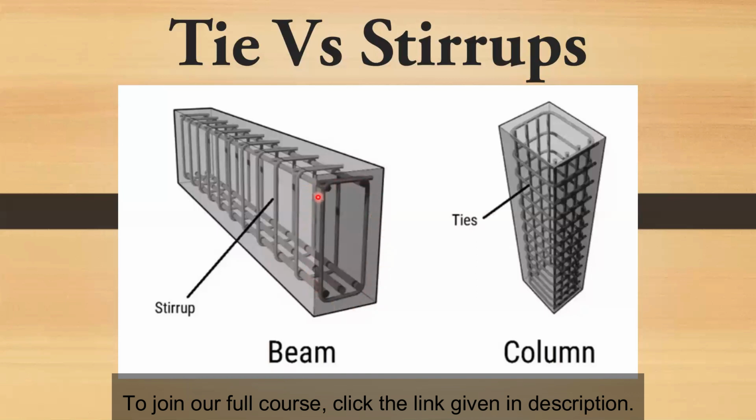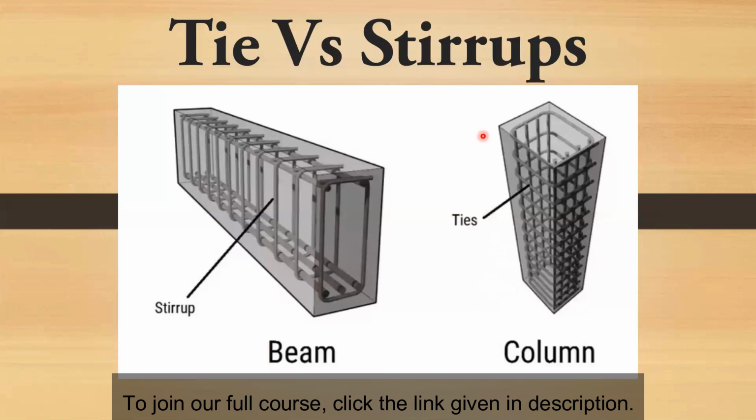So if you are using this bar in the beam, then it is known as stirrup, and if you are using this in the column, then we call it a tie. So tie is a tension member which resists the axial force. Now the question is, what is axial force? So the force along the longitudinal axis is known as axial force.